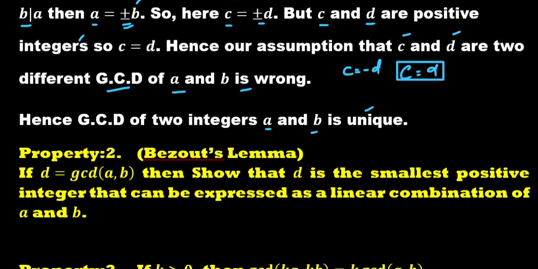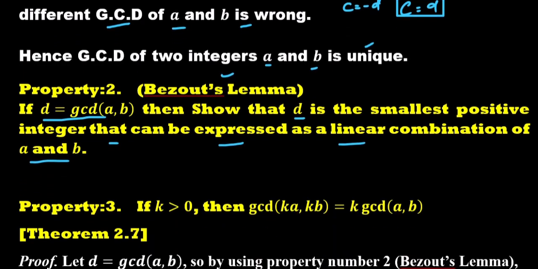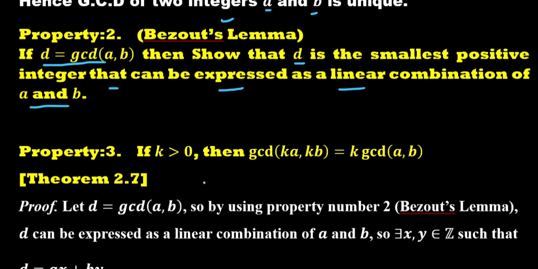Next, the property, very interesting property. This is Bezout lemma. This says if D is the GCD of A and B, then show that D is the smallest positive integer that can be expressed as a linear combination of A and B. This property I have already discussed in my previous lecture. So you can see the proof of this property from there.